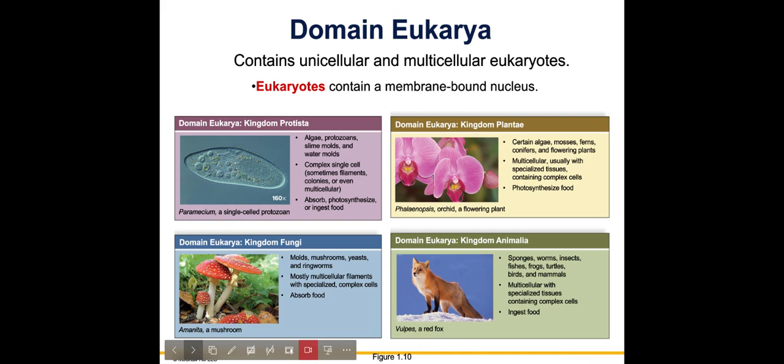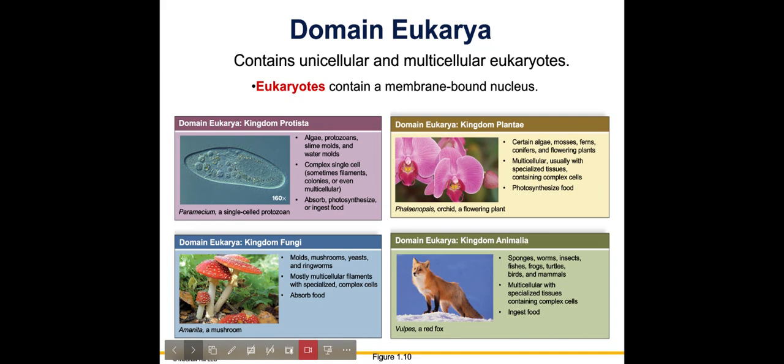Then there's domain eukarya, which includes single-celled and multi-celled eukaryotic things. Eukaryotes have a membrane-bound nucleus and organelles. Within domain eukarya, we see four kingdoms. We have kingdom Protists, which includes algae, and protozoans, or animal-like protists. This is kind of the junk drawer category. If you're not quite a plant, fungus, or animal, but you're single-celled, you kind of get dumped into this category.